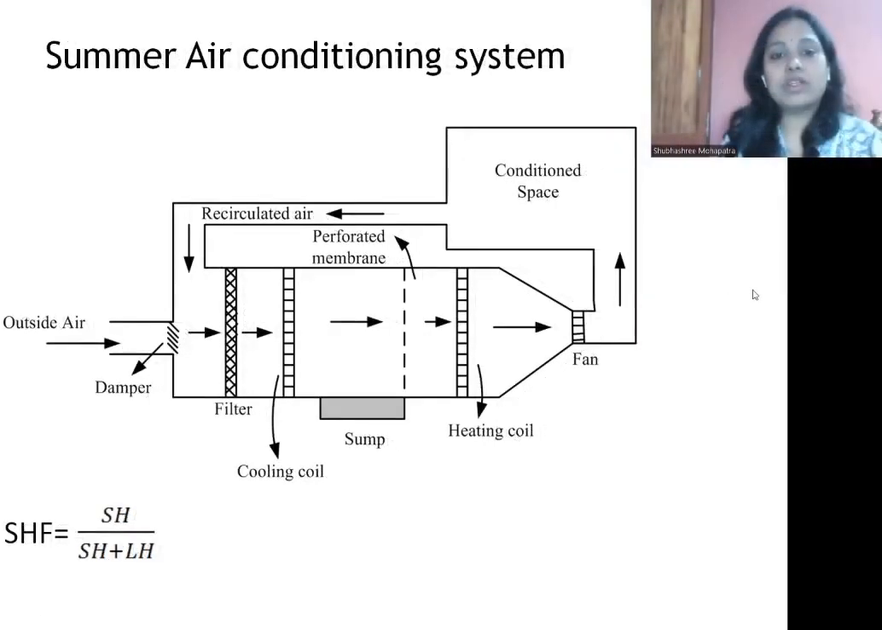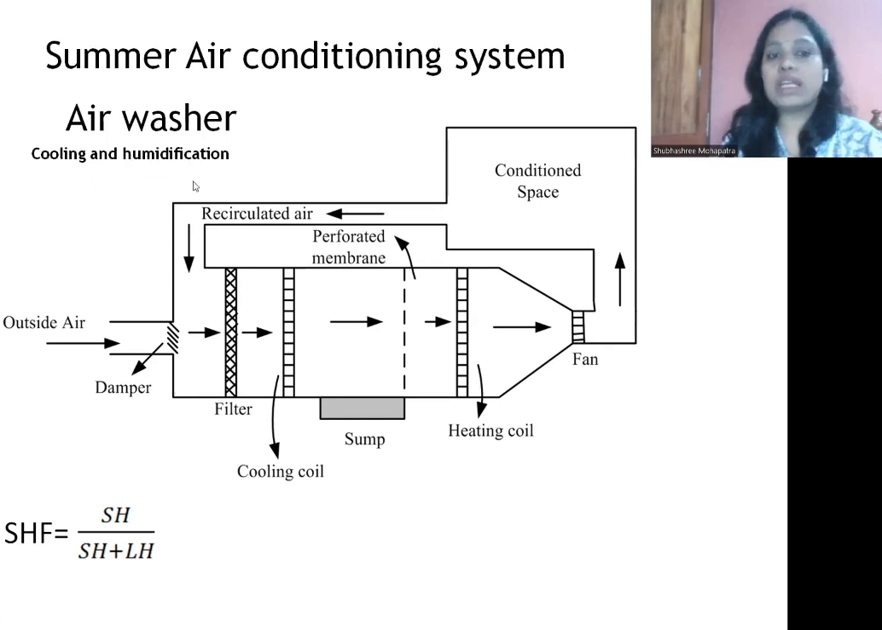So that is all about the hot and humid condition. Now let's say a climatic condition such as hot and dry. So what do we need to do? It is hot, so of course we have to cool it down. Then dry means we have to add some moisture to it. So the psychrometric process to follow will be cooling and humidification. For that, we are adding one air washer here. The air washer will be added somewhere here, and the perforated membrane can be avoided.